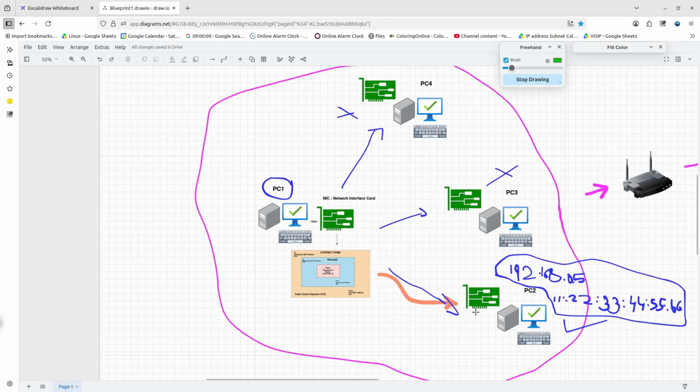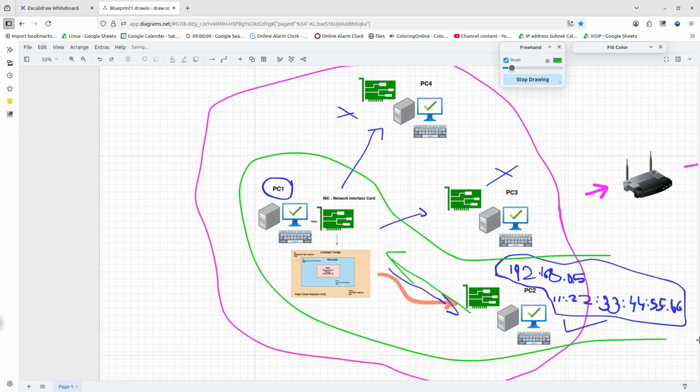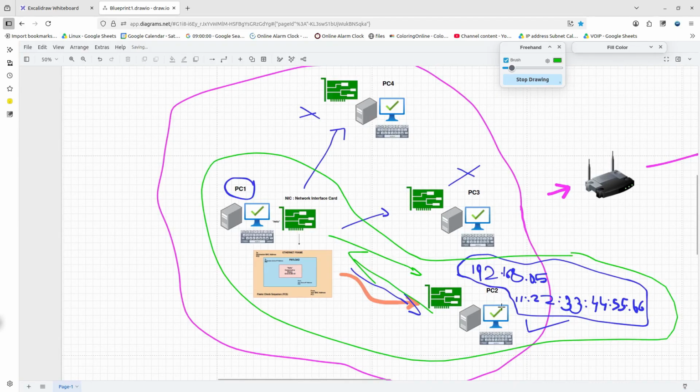So PC1 will be like, "Okay, yep, gotcha, that's you." Now a connection is formed between these two computers, okay? And the rest are ignored. Now, after PC1, the sender PC, has received all this information, that 192.168.0.5 and the MAC address of 112233445566, it stores it in its operating system.